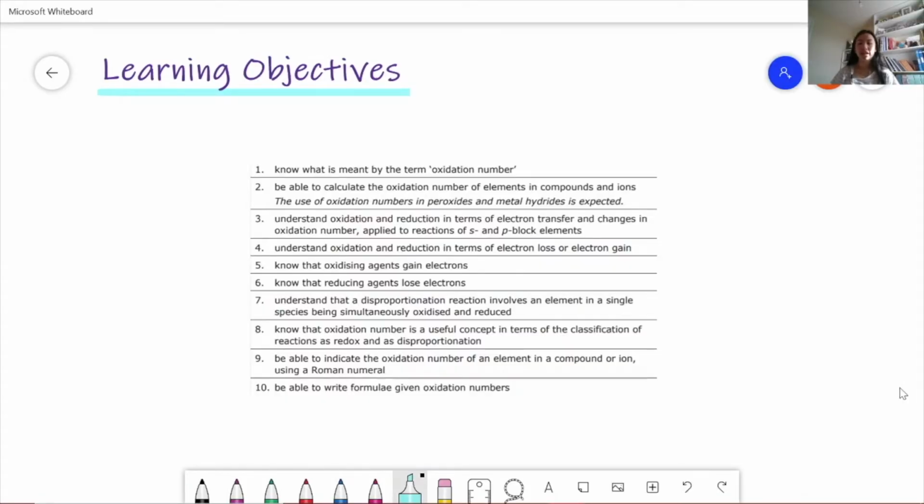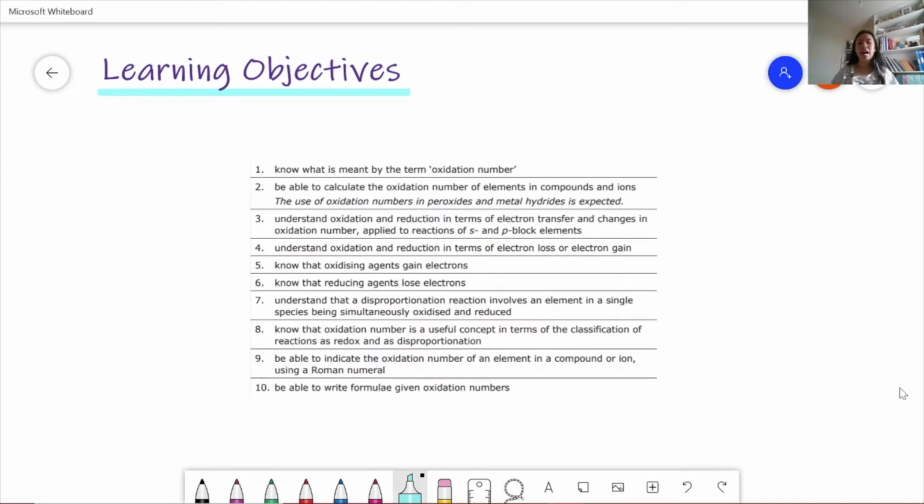Here are today's learning objectives. So the first is to know what is meant by the term oxidation number, and then to be able to calculate the oxidation number of elements in compounds and ions. Then we're going to look at understanding oxidation and reduction in terms of electron transfer and changes in oxidation number, and then in terms of electron loss or electron gain.